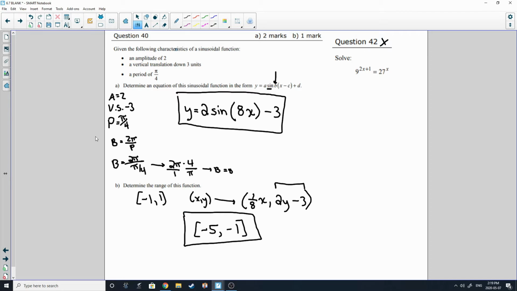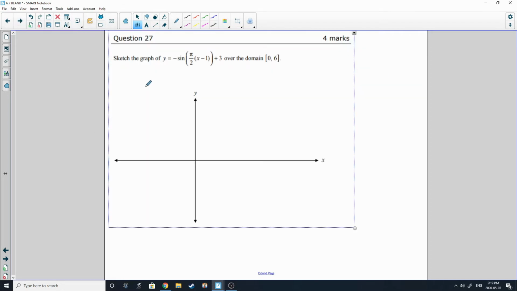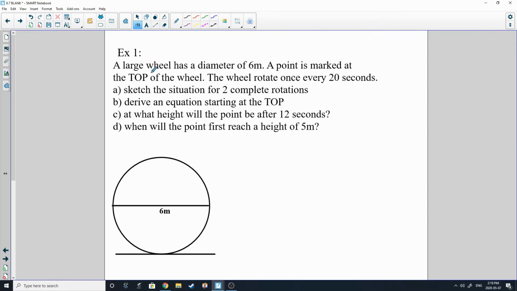Perfect. Now we're actually ready to go ahead and start the unit. Yeah, not going to do it. I'm done doing review. Let's do the unit.